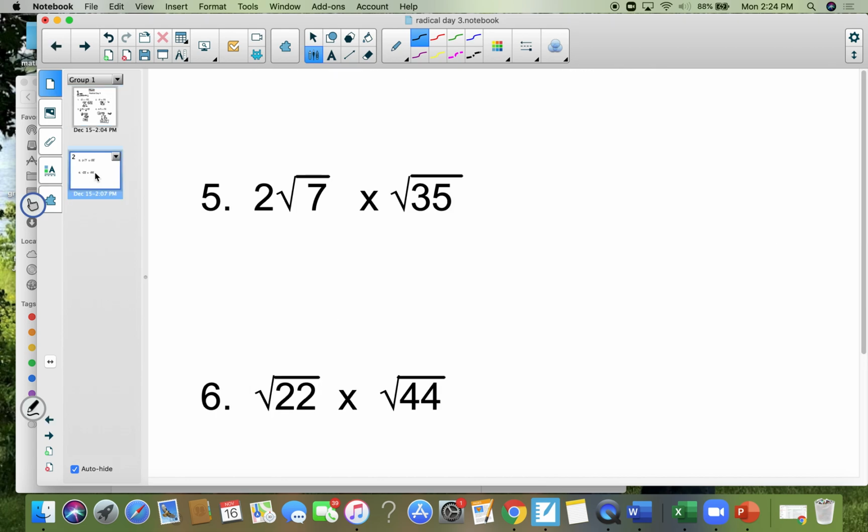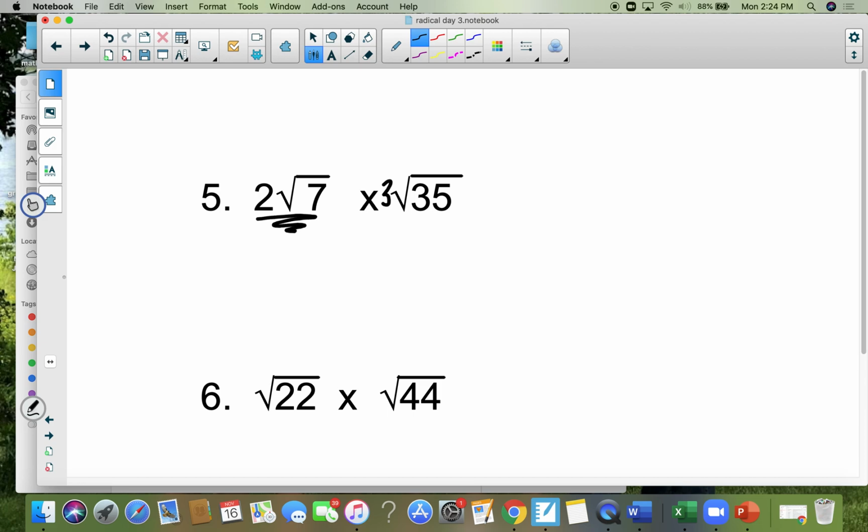Looks like we have 2 problems left and we are done with our notes. Let's put a 3 out here. Let's put a 3 right there. Let's just change it up. So we have 2 root 7 here, and we have 3 root 35 here. So you're going to combine it to make one radical, but first you have to combine the outside part. 2 times 3 is 6, and then combine the inside part, which is 7 times 35, which is 245.